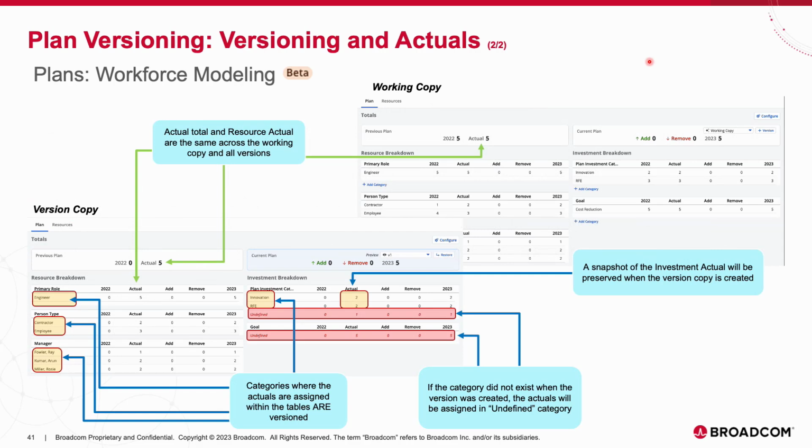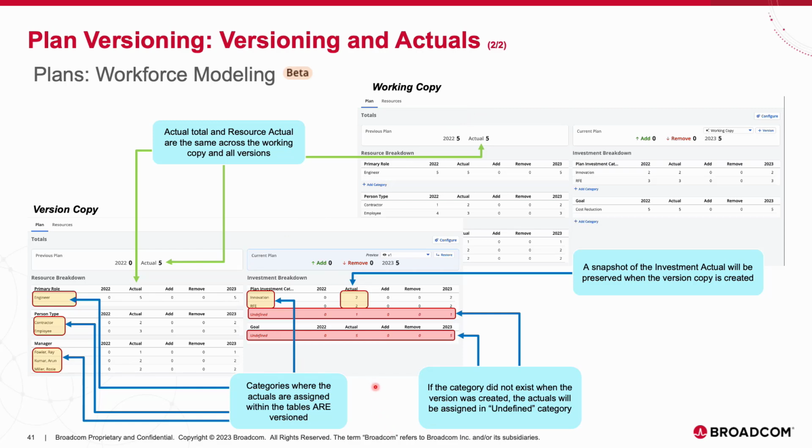So let's discuss more in detail the versioning and actuals. As we mentioned in the previous slide, the actual totals and the resource actuals are the same across all working copies and all versions, and they are not versioned. So if you look at the working copy here, the actual is 5. We also display it within the version copy, it's 5 as well, because both the version copy and working copy are pointing toward the one set of actuals under the resource actuals, and the totals are the same between both working copy and version copy.